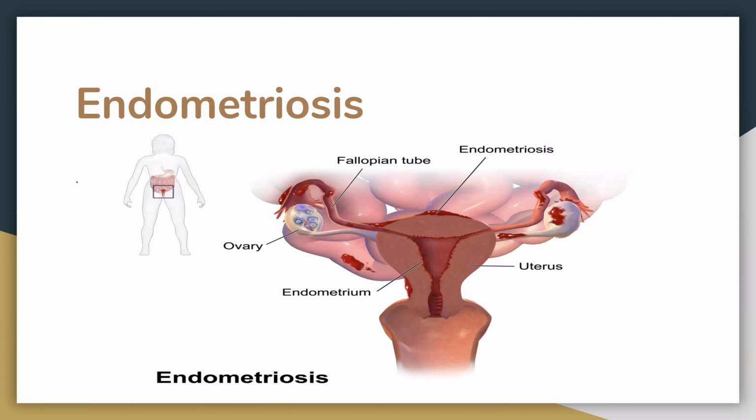Now, endometriosis is caused by a lot of different things, but it's basically inflammation of the fallopian tube. Sometimes it is caused by genetic reasons. Other times it's from nutrients or the diet of the particular person, and it causes severe pain and severe bleeding.